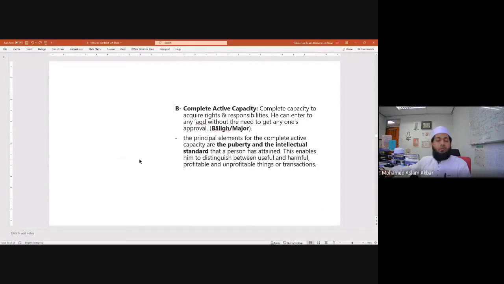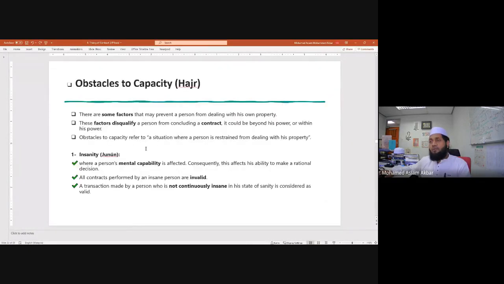This is also because Sharia wants to protect his interest. That's why we are talking about obstacles to capacity. There are some factors that may prevent a person from dealing with his own property. These factors disqualify a person from concluding a contract. It could be beyond his power, or within his power. Obstacles to capacity refer to a situation where a person is restrained from dealing with his property.